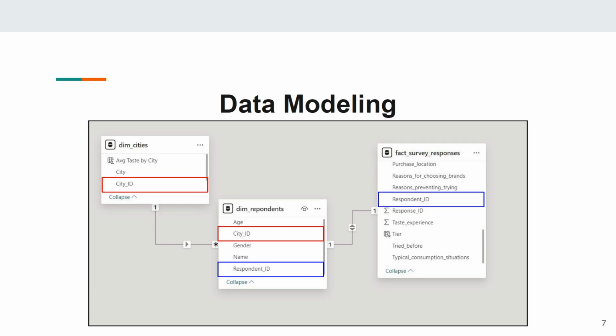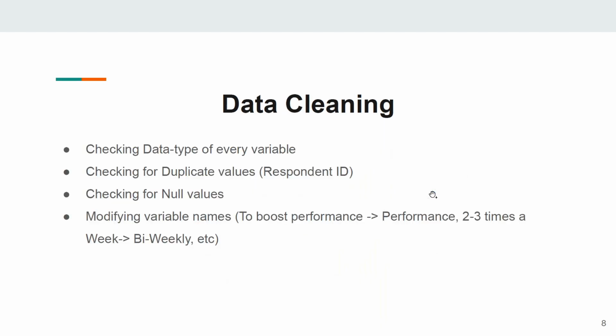All right, so this is our data model. So as we saw before, the cities and the respondents tables are connected with a one-to-many relationship through city ID, and the respondents and survey responses are connected by a one-to-one relationship with the respondent ID.